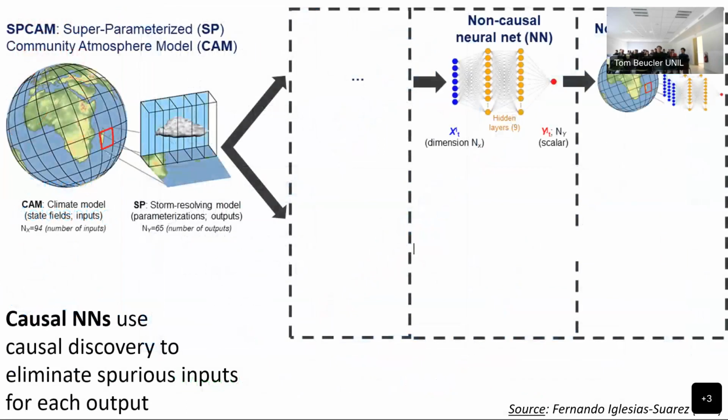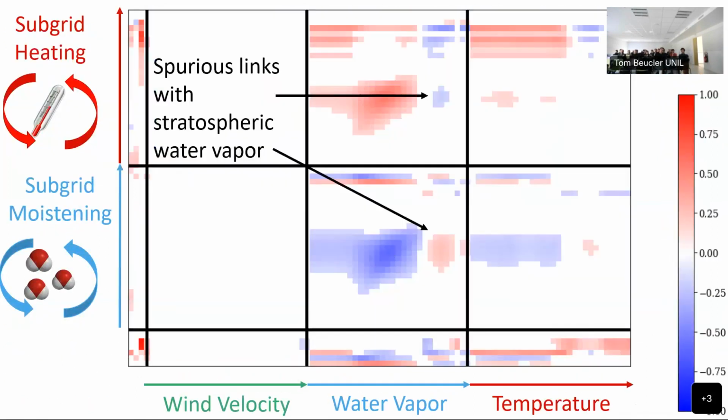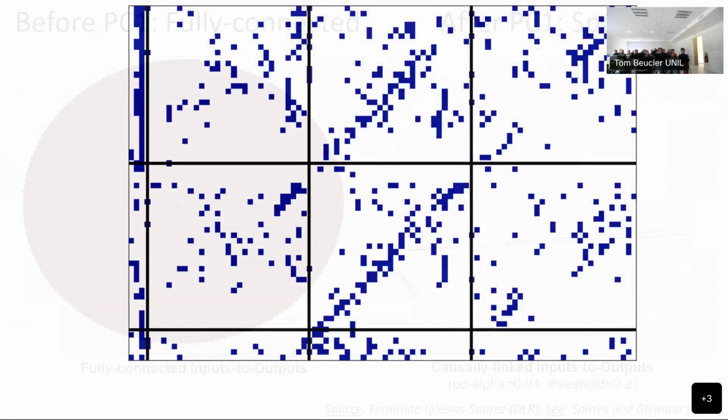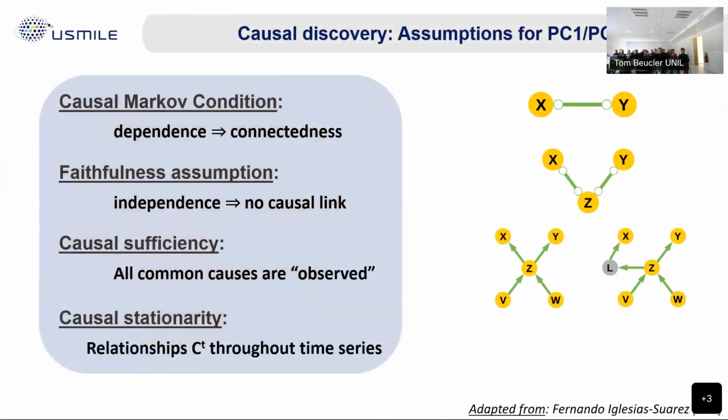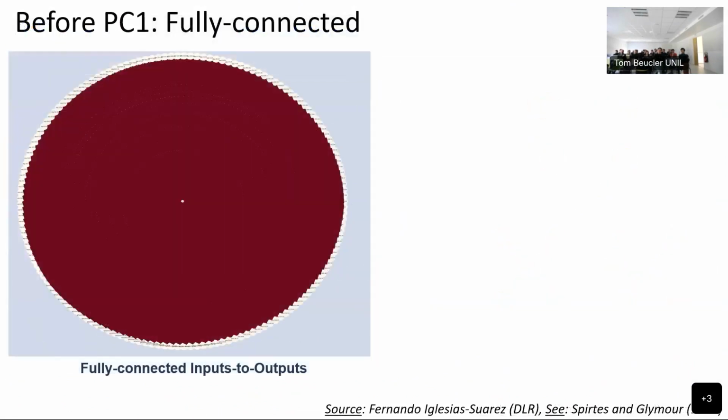Yes. So before you go, can you explain how does this causal discovery thing work? Yeah. So here in this example, we only really use PC1. What is the principle?